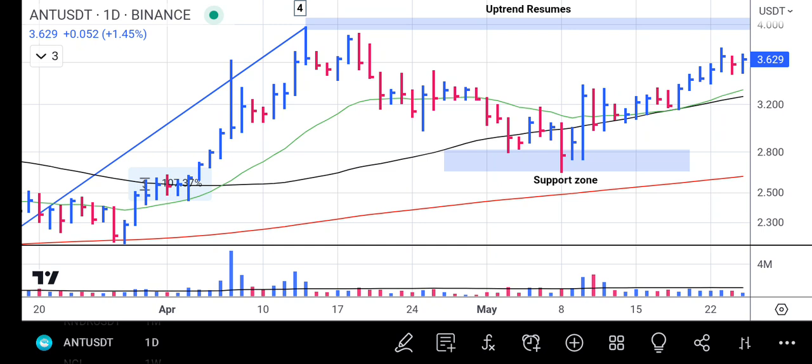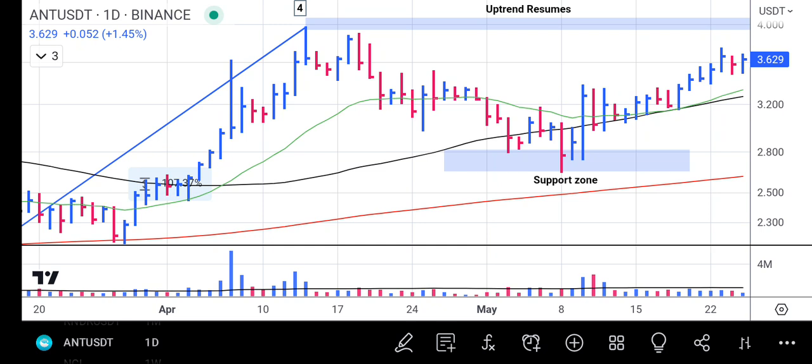On this chart, I'll be analyzing ANT Aragon. ANT has been in rally for several sessions now, and ANT has been doing very great for traders who have been following our analysis on ANT and has been following our trade recommendation. I'll be starting my analysis from the point 4.